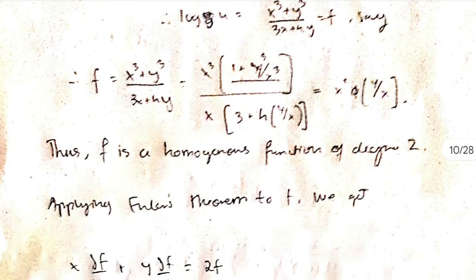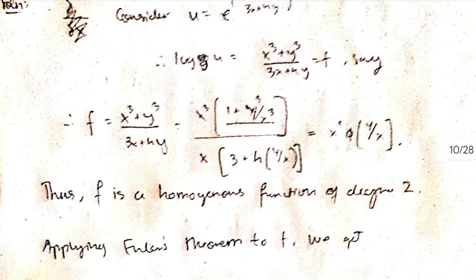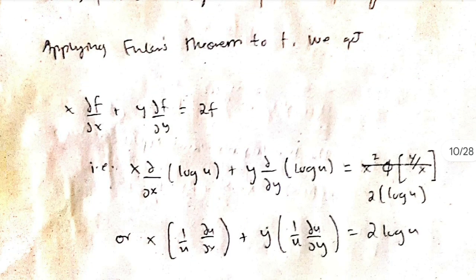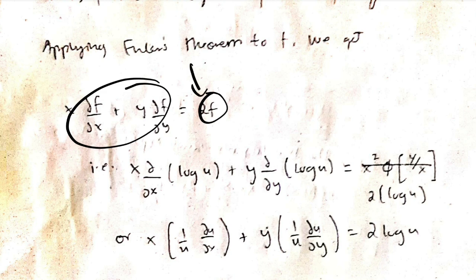Okay, now we need to prove it's a homogeneous function. So take x cube common from this one and x common from this one. What answer do we get here, and what term do we get here, as 2. Okay, so it is of degree 2. And applying Euler's theorem, we'll get this one. So we should get 2f because it's degree 2. We should get it in 2f form.